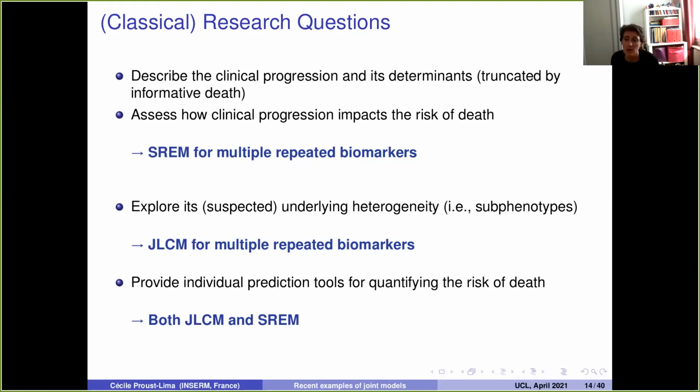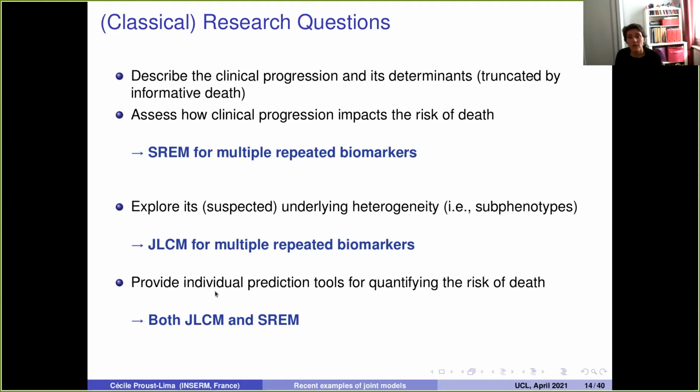But in neurodegenerative disease, and in MSA in particular, we also highly suspect heterogeneity in the progressions. We highly suspect some subphenotypes of diseases. And so we want to explore that. And if we want to explore such a heterogeneity, it seems natural to use a joint latent class model instead of a shared random effect model.